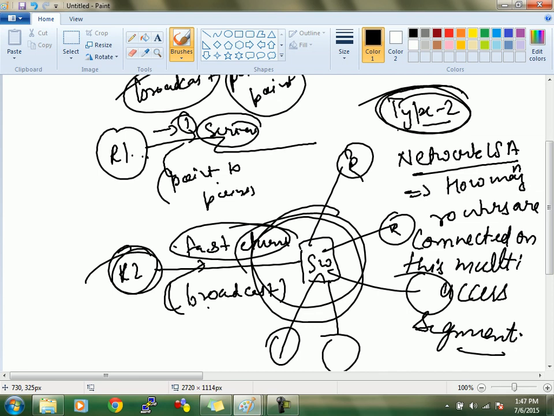Why do we have DR and BDR? This thing is clear. First of all, why do we have type 2 LSA? First question, why do we have it?